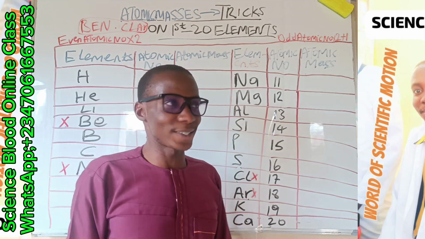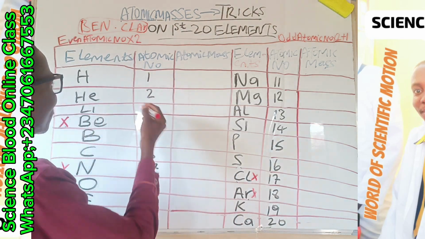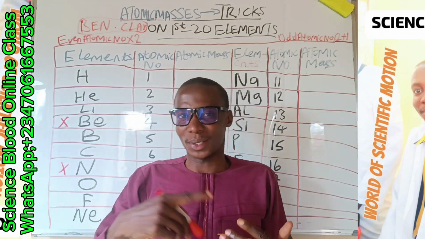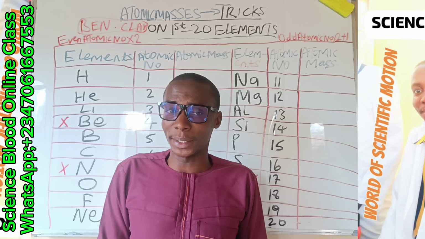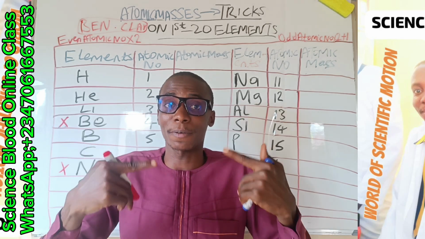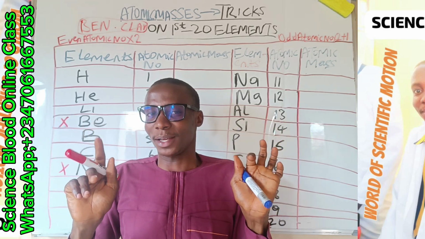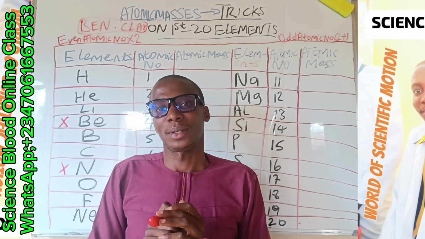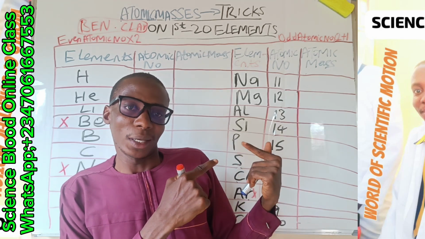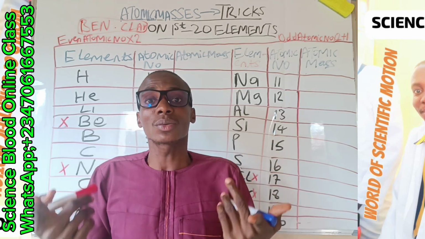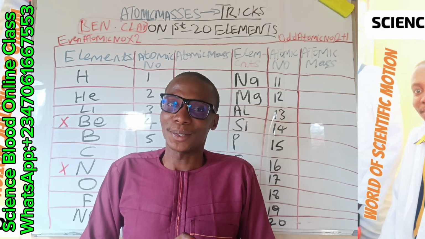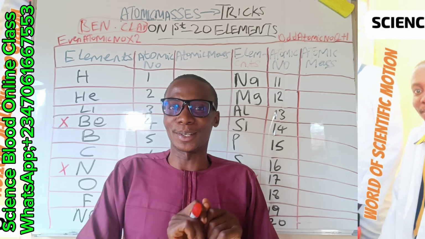Now let's start. First, let me define this. What are the even numbers? What are the odd numbers? Even numbers are those numbers that are divisible by 2 without remainder at all. You understand? But odd numbers are those numbers that are not divisible by 2. When 2 goes into it, it will have a remainder. So that's what I mean by even and odd numbers.